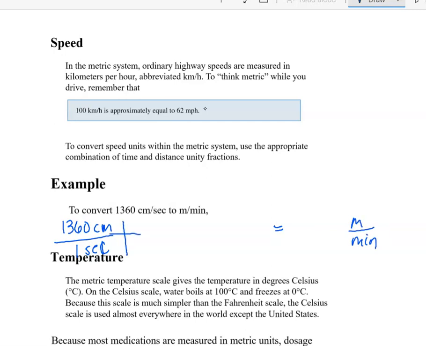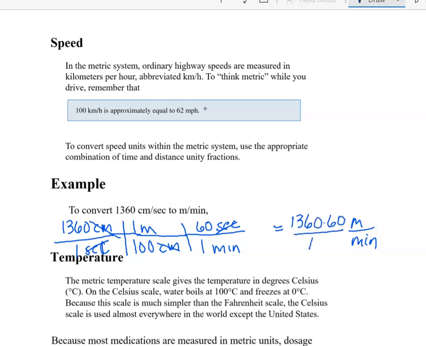Okay, the first thing we're going to have to do is change our centimeters to meters, and there's 100 centimeters in 1 meter. That will make our centimeters cancel out and get us meters. Now we need minutes. Well, there are 60 seconds in 1 minute. That'll make my seconds cancel out. So I'm going to need to do 1,360 times 60 over 100.